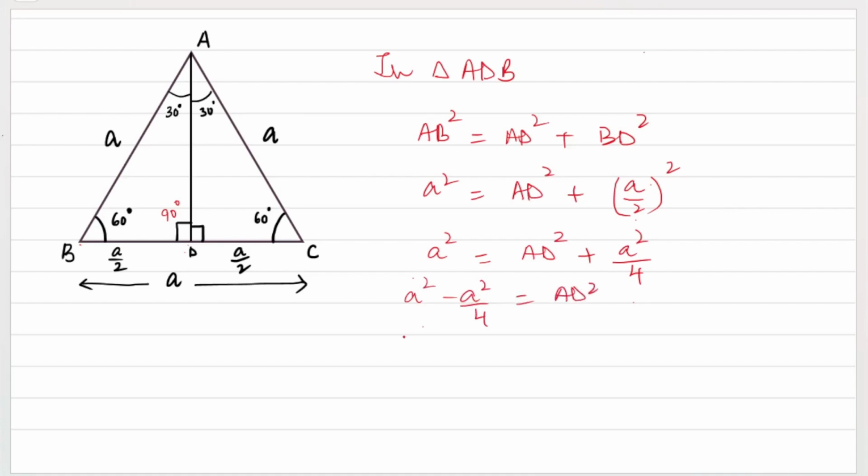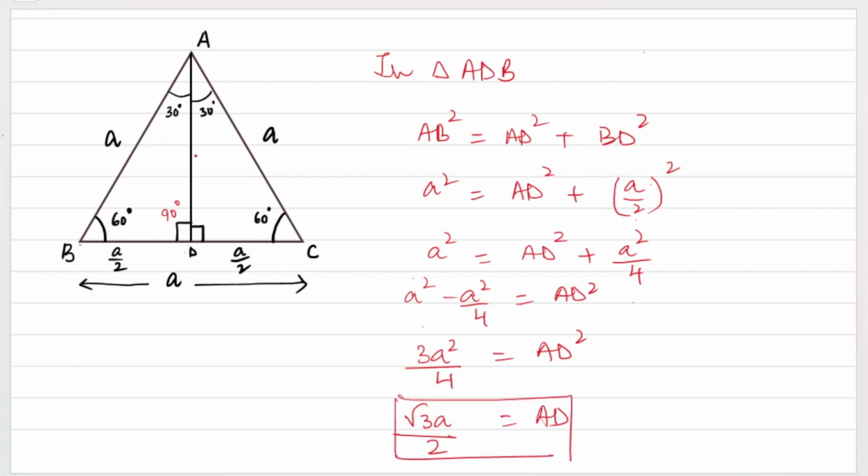equals AD square. A square minus A square by 4 is equal to 3A square over 4, which equals AD square. Now I want to remove this square, so I will take square root on both the sides. So my AD will come out to be square root of 3, square root of A square is A, and square root of 4 is 2. So my AD value comes out to be root 3A by 2. So I can write it over here. This AD comes out to be root 3A over 2.